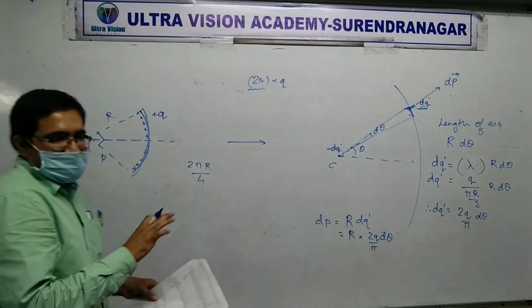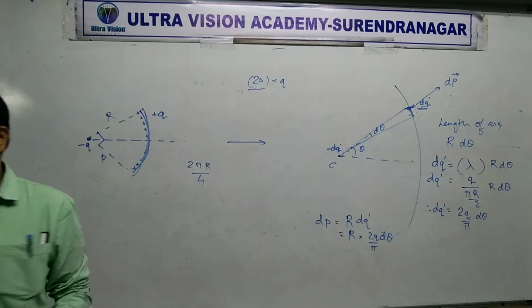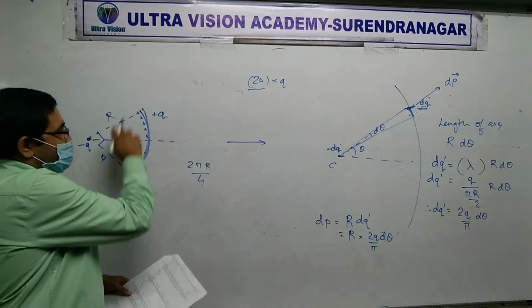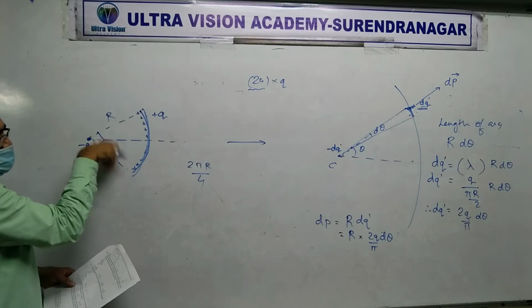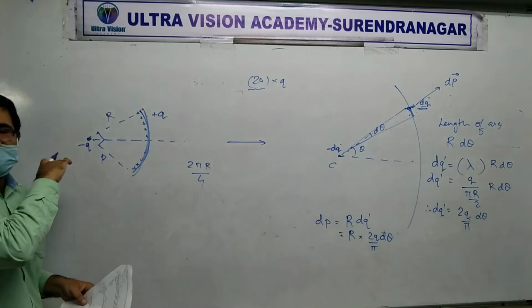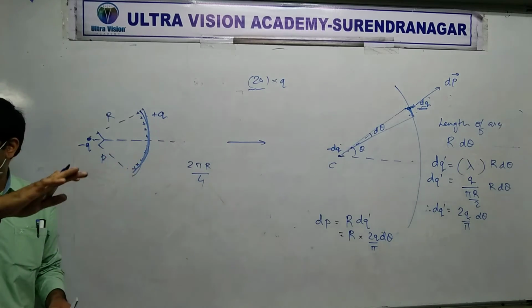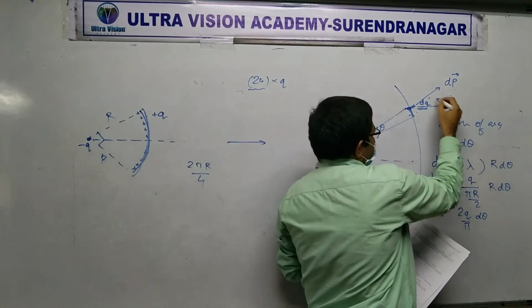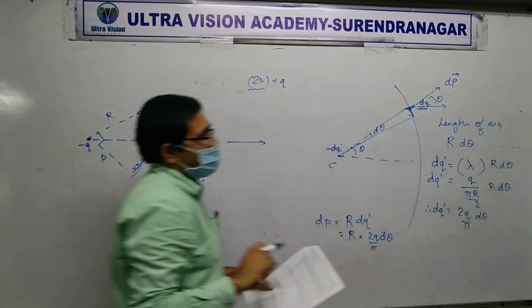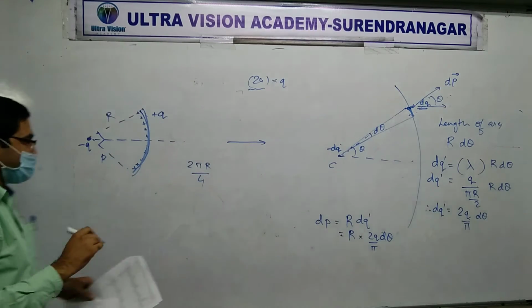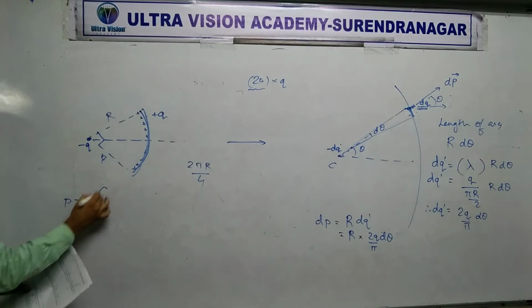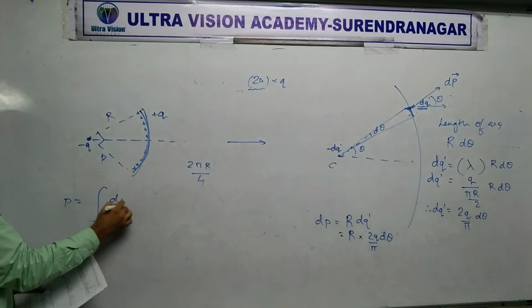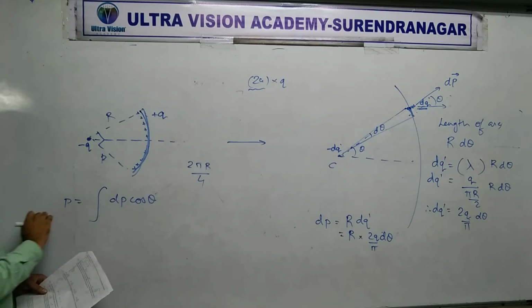Which component are we interested in? The vertical components cancel, so the resultant will be horizontal. Clear or not? So we are interested in the cos theta component. This angle will also be theta, so it will be cos theta. So integration, and the final answer p will be equal to the integration of dp cos theta. Clear? Limits.